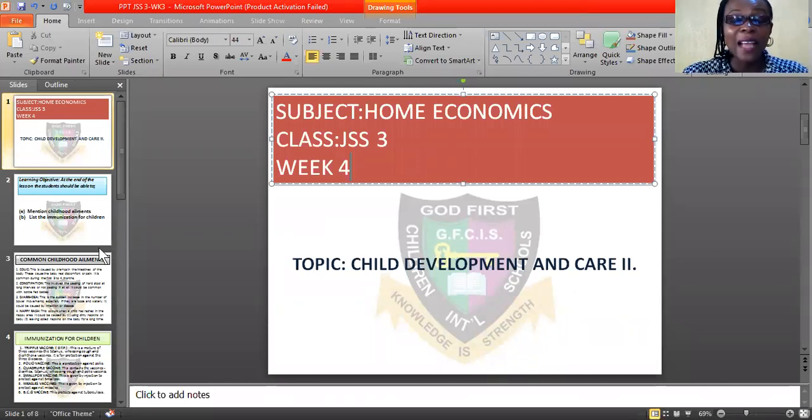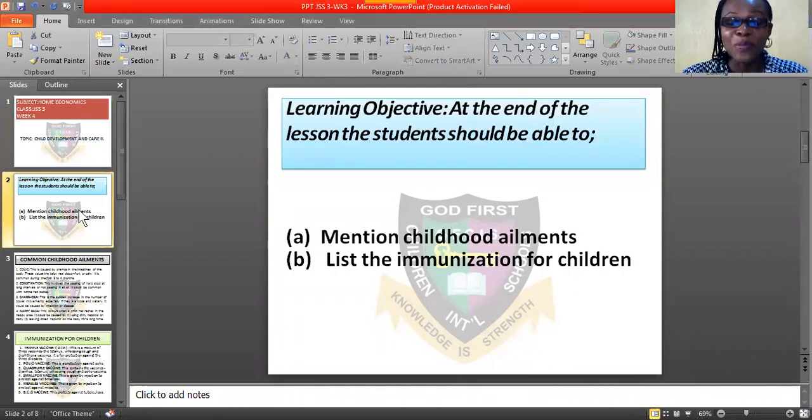At the end of this lesson, all the students should be able to mention the common childhood ailments, that is common sickness we can see in children. Do you understand? Second, you will be able to list the various immunizations you can give to a child. Are you getting it? Yes, that is what we are going to study today.